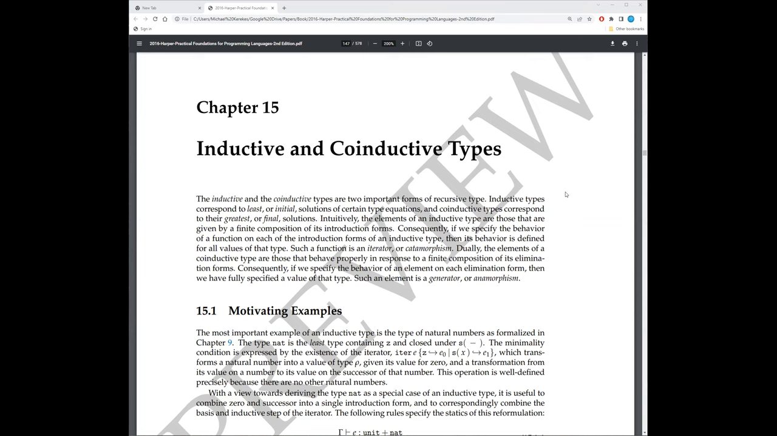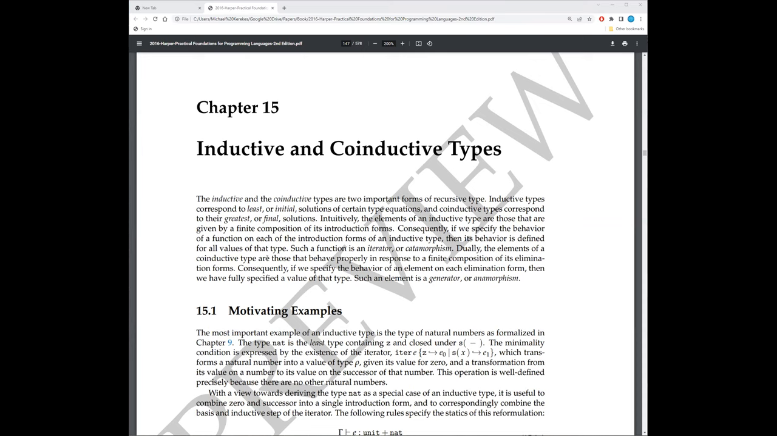Intuitively, the elements of an inductive type are those that are given by a finite composition of its introduction forms, something like Nat that we talked about before. Consequently, if we specify the behavior of a function on each of the introduction forms of an inductive type, then its behavior is defined for all values of the type. Usually we think of that as like fold. Such a function is an iterator or a catamorphism. He doesn't talk about catamorphism anymore after this, but I can give an example later.